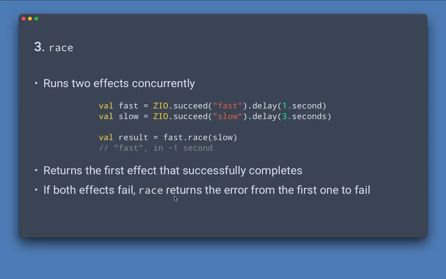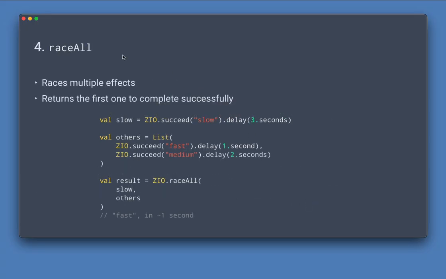In this case, as long as one effect succeeds, you'll get a result from that effect. But if both effects fail, race will return the error from the first one that fails. The next function is raceAll. It races multiple effects. And by that, I mean you can race 2 or more effects. You could race 3 effects, 4, 5, 6, whatever you need to race. And just like the race function, it's going to return the first one that completes successfully.